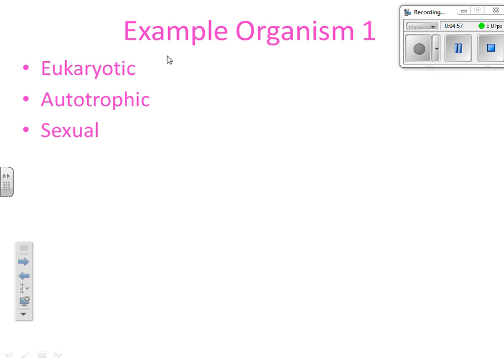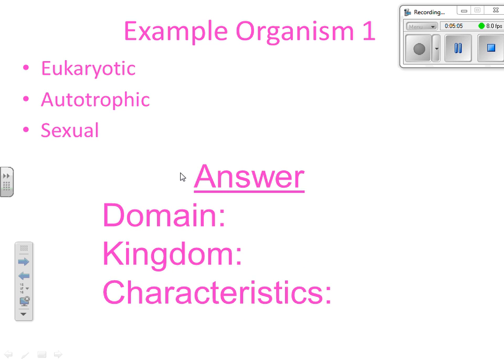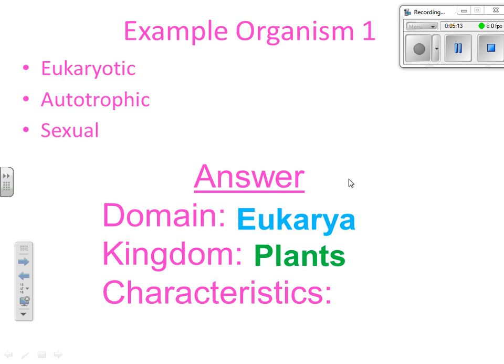So this example organism is eukaryotic, autotrophic, and sexual. Since it's eukaryotic, it's found in the domain Eukarya. Since it's autotrophic, that tells me plants. And so I know my other missing characteristic is multicellular.